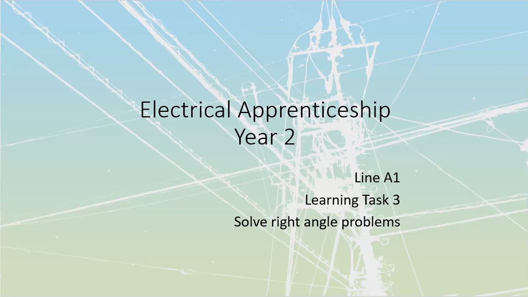All right, line A1, learning task 3, we're going to take a look at solving a couple of problems based on trigonometry. Really, this lesson is just basic, simple math where we're going to be using a lot of Pythagoras so that we can find different values.